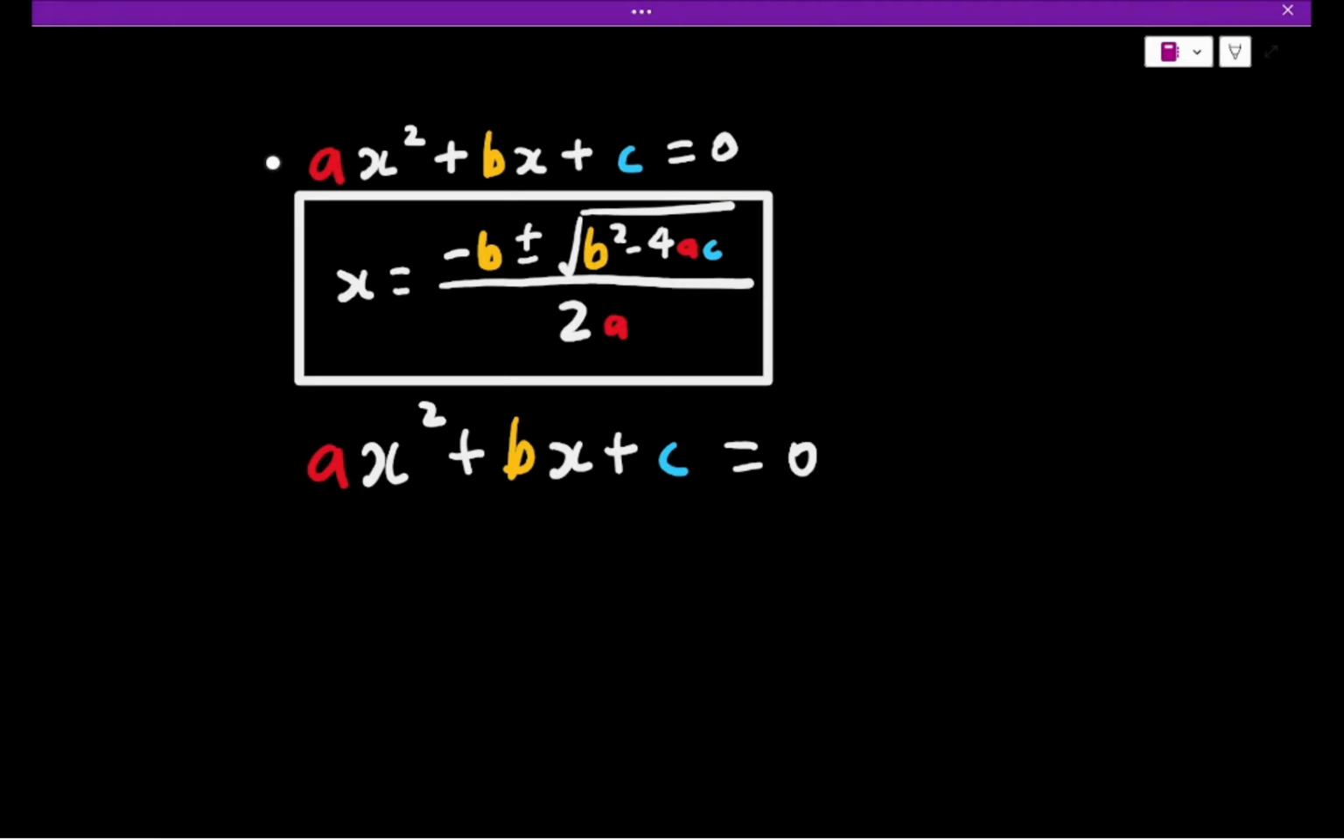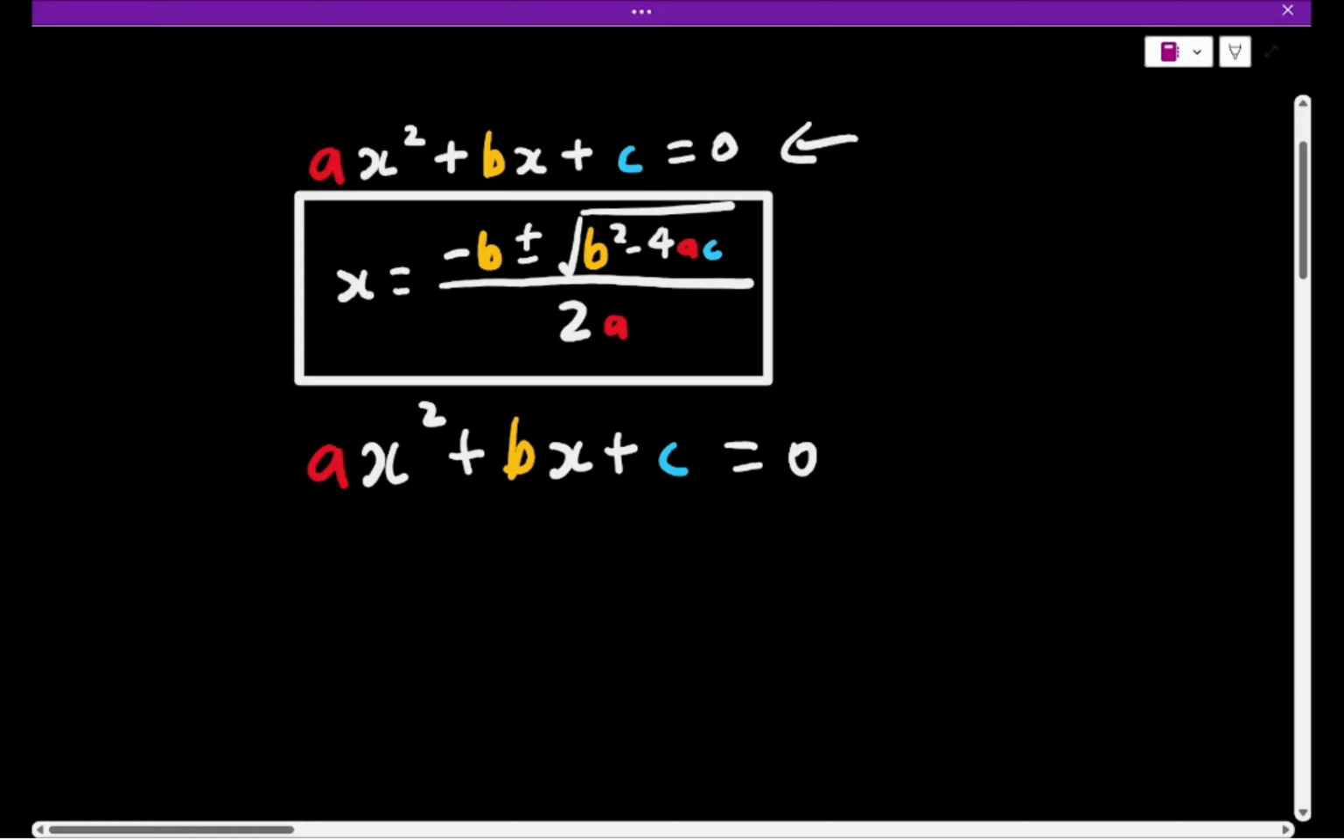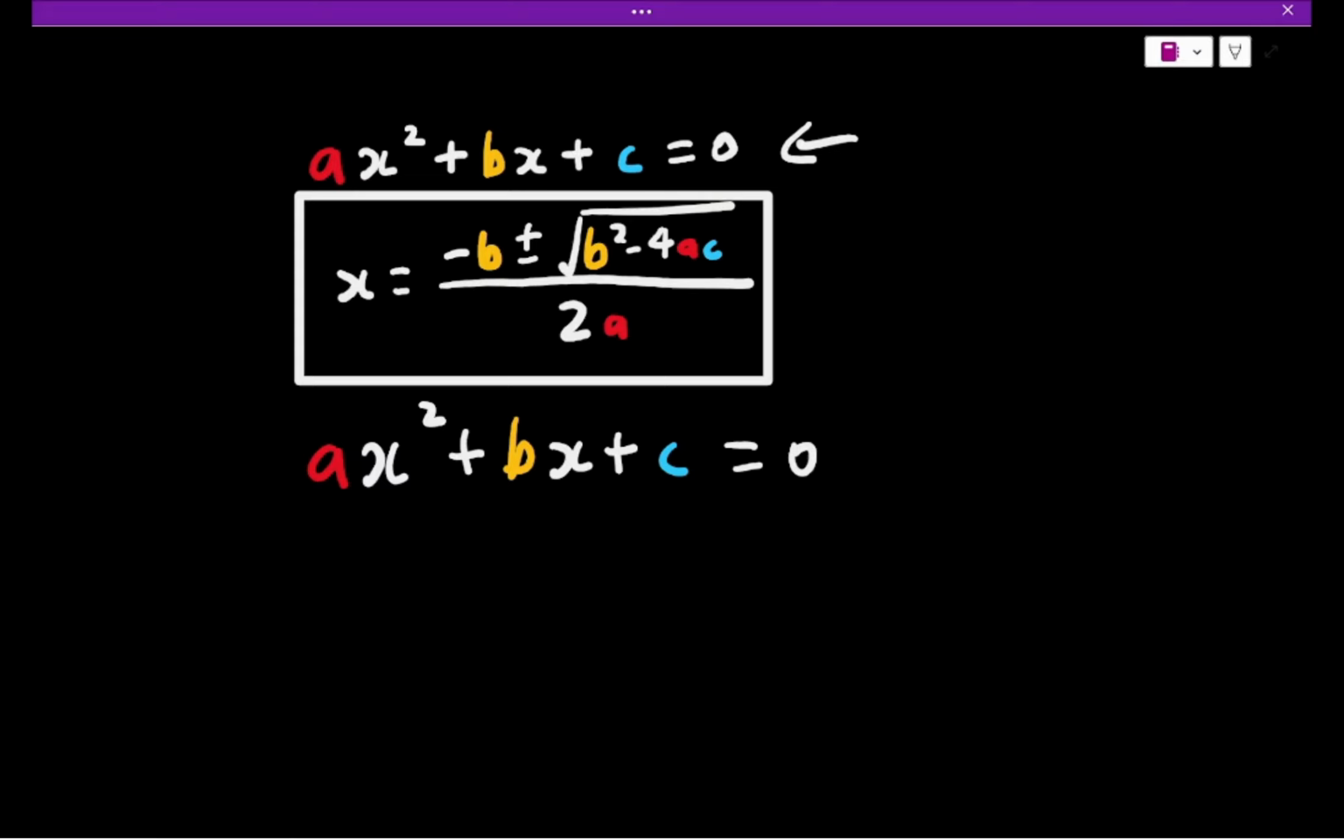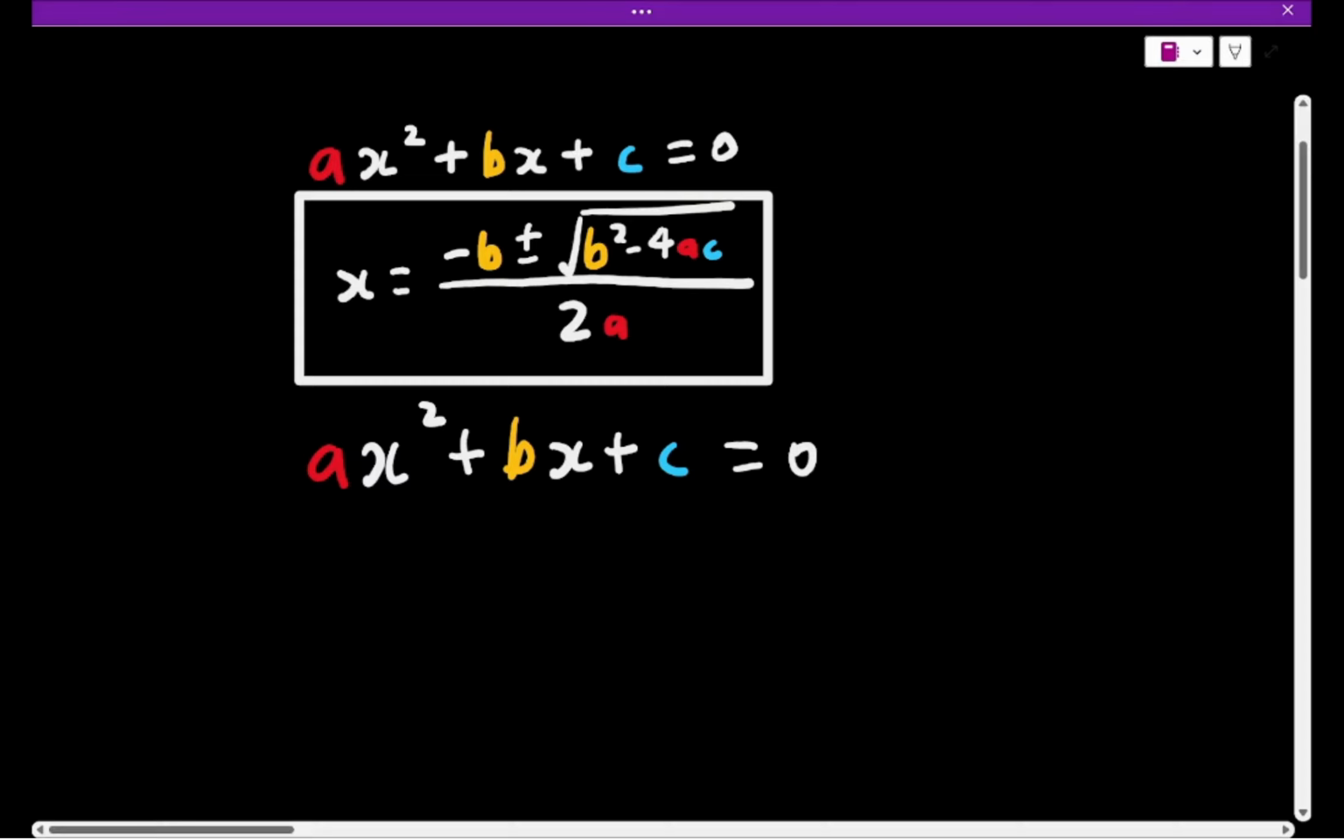So given an equation ax squared plus bx plus c, where a is not equal to 0 and a, b, and c are all constants, then the values of x that solve this equation, that satisfy this equation, would be equal to negative b plus minus the square root of b squared minus 4ac all over 2a. But why? Well, let's get to proving.